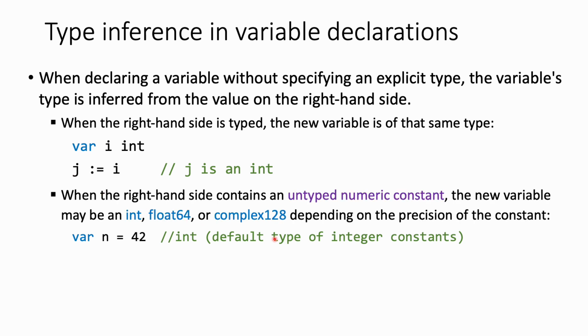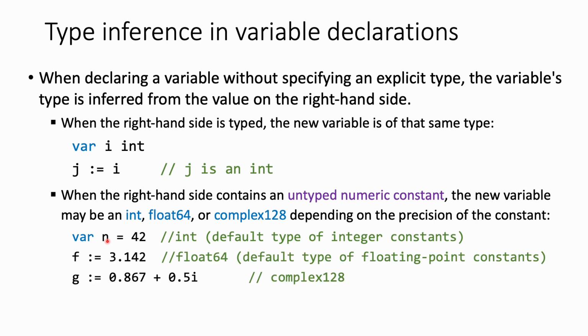When the right hand side contains an untyped numeric constant, then the new variable may be an int or float64 or complex128, depending on the precision of the constants. Int is the default type of integer constants. So when the right hand side is a whole number, as in the statement var n = 42, then the new variable n will get type int.